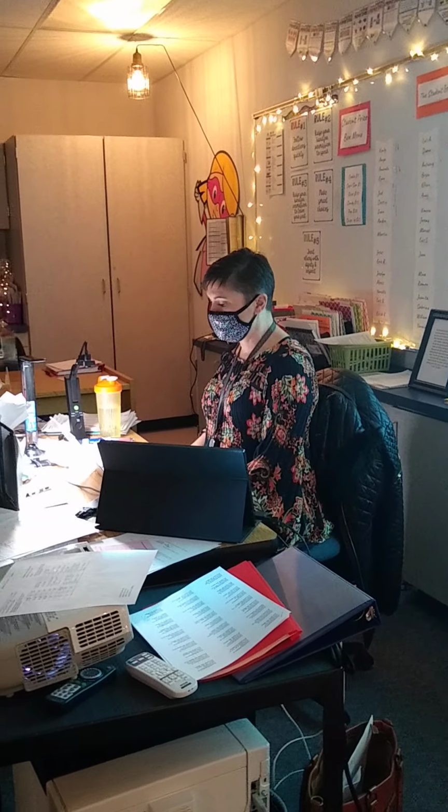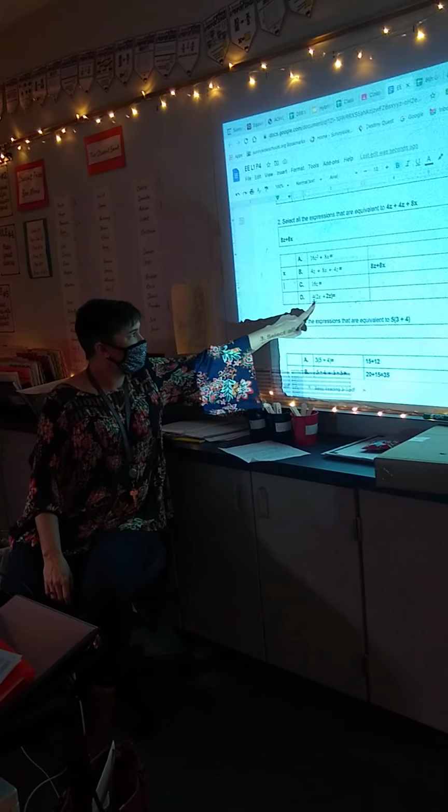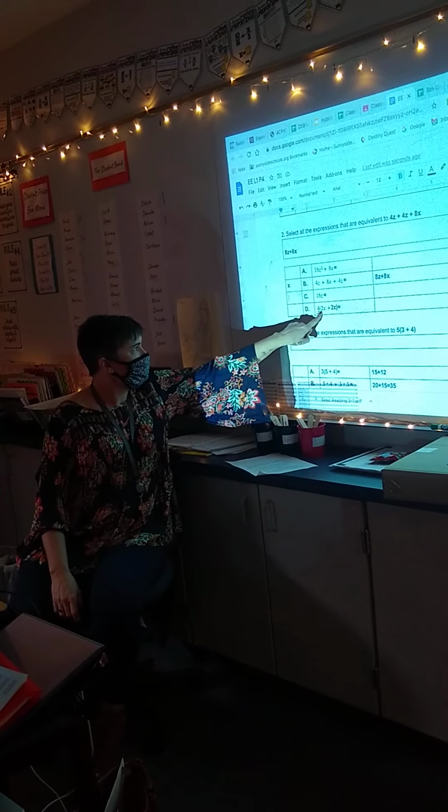And then this one is using the distributive property. So the distributive property, remember, we multiply first by the first one, then we take it and we multiply by the second set. Multiply 4 times 2, which equals 8. 8x.